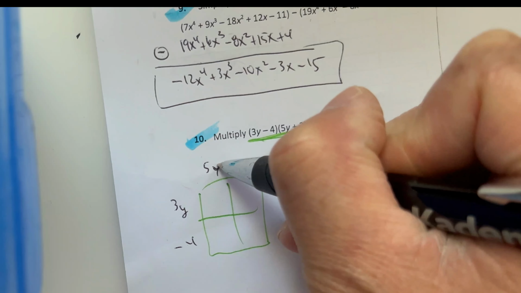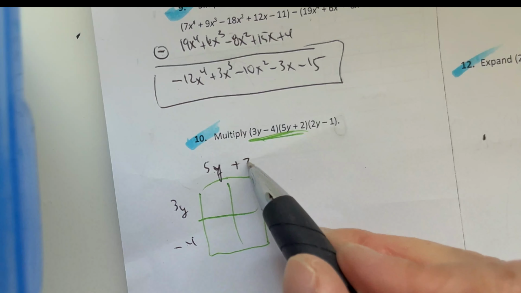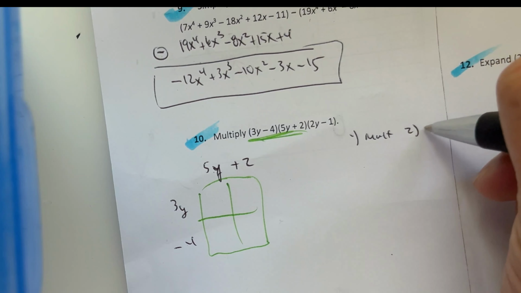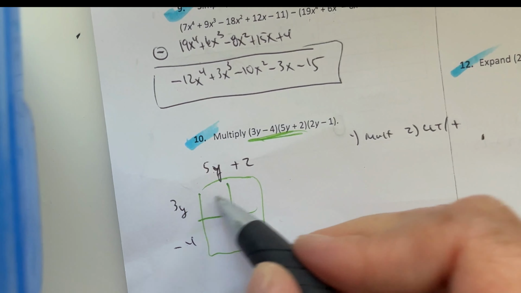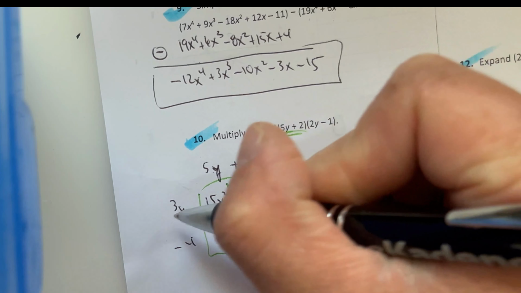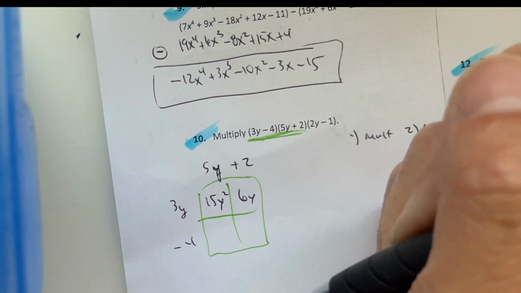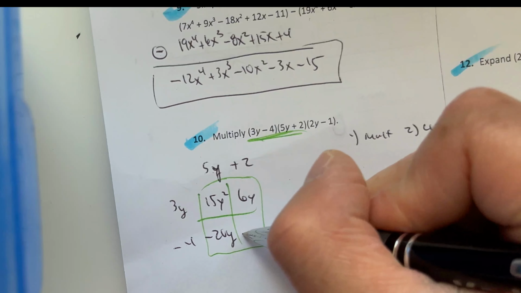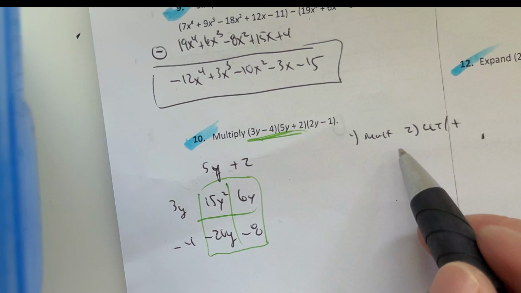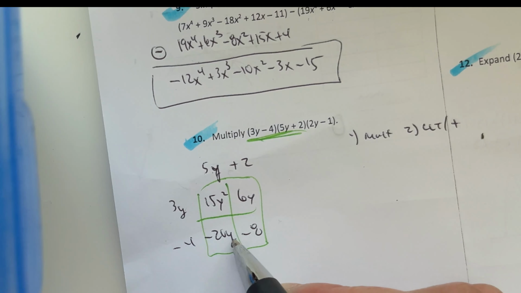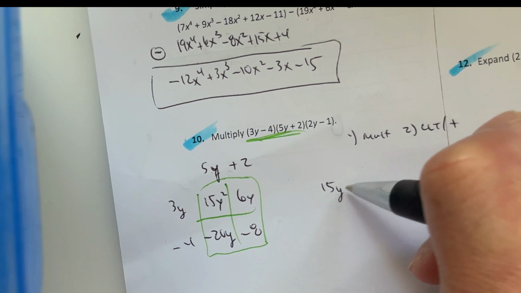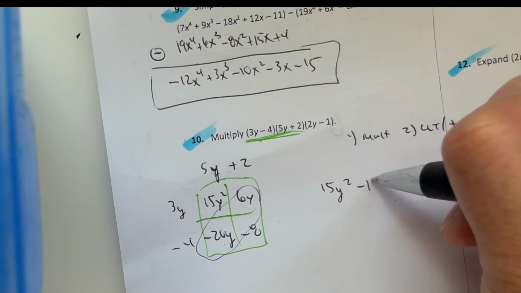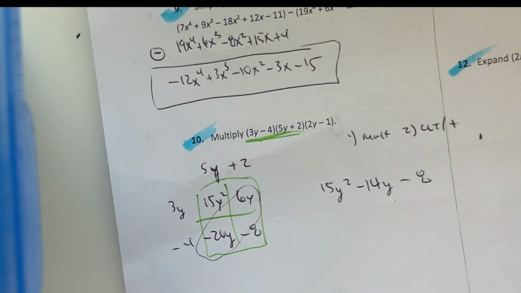And if you think about it, each term, 1, 2, has its own box. We're going to multiply, and then we're going to combine like terms or add. And it becomes 15y squared, 6y. 5 times negative 4 is negative 20, so that's negative 20y, and negative 8. Okay, so my answer, now we're going to add, so there's no other y squared, so that'll become 15y squared. These are like terms, so negative 14y minus 8.